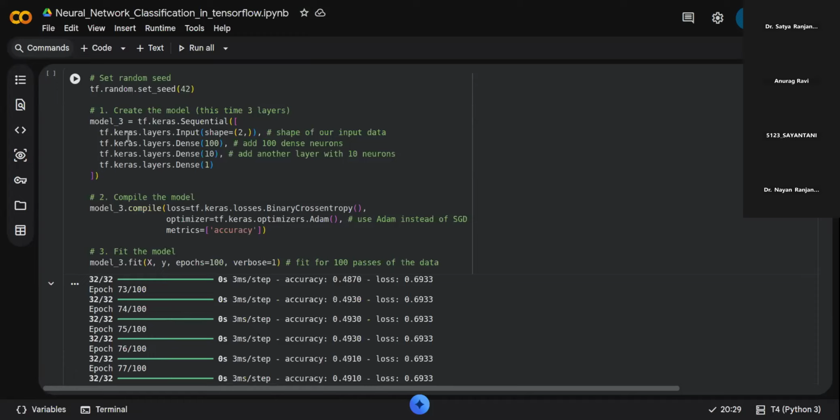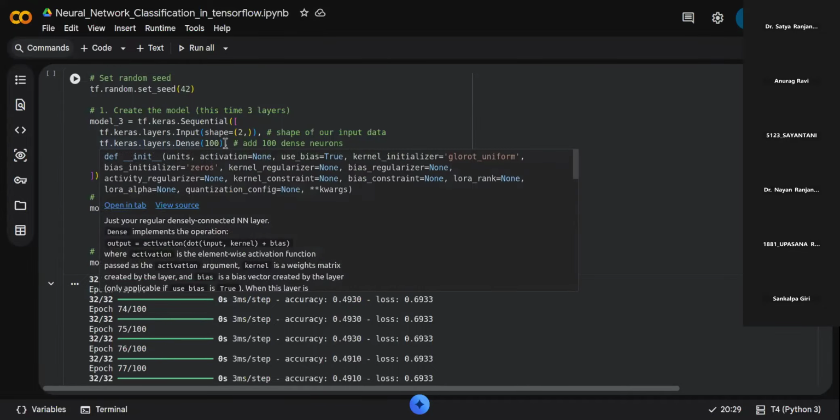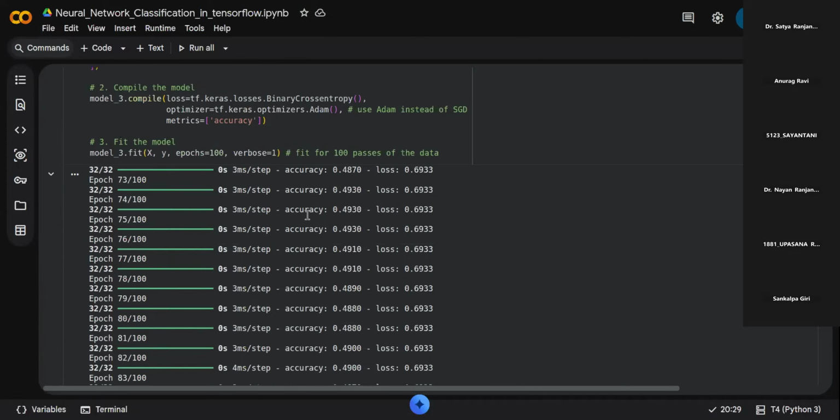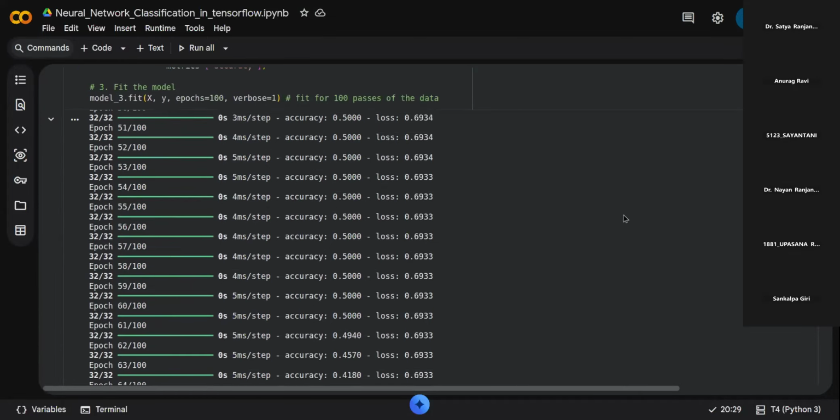So you see, this is another model I have created. The input is the same. In the first dense layer, 100 neurons are there. In the second dense layer, 10 neurons are there. That means there are two hidden layers. The first hidden layer has 100 neurons, the second hidden layer has 10 neurons, and the last output layer has only one.